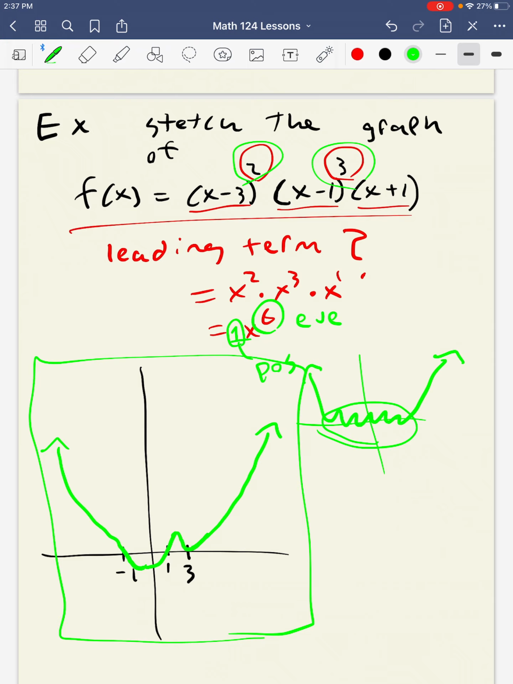And that concludes today's lesson on polynomials.